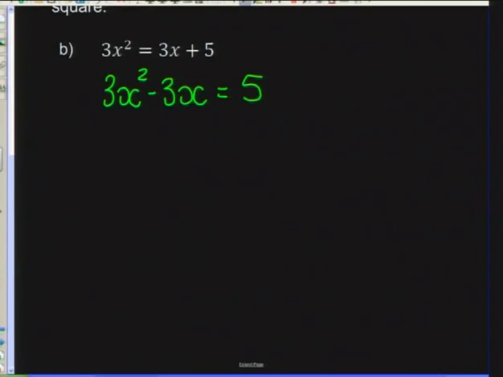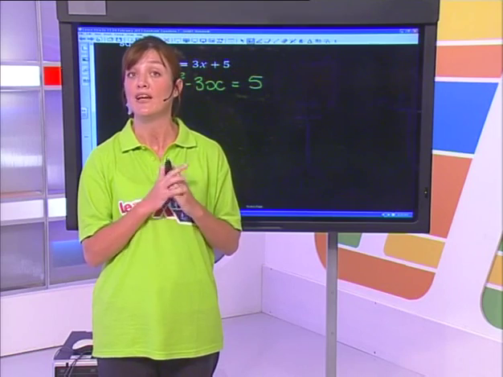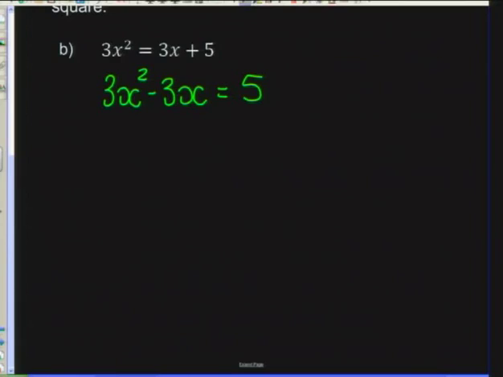Now, as I said in the previous example, if you have a coefficient of your x squared, you need to divide everything by that coefficient. You need to get x squared on its own. So I am going to divide everything by the coefficient of x squared, which was 3, leaving us with x squared minus x equal to 5 over 3.